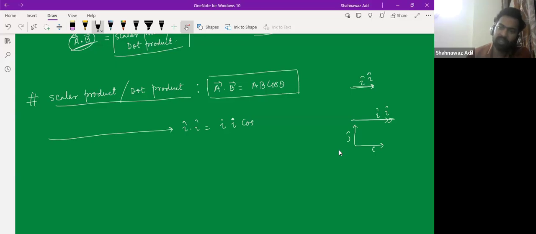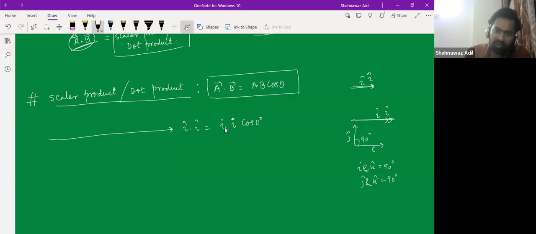What is the angle between I and J? That is 90. Then the angle between I and K is also 90, and between J and K is also 90. So all these are mutually perpendicular; I, J, K are perpendicular. I and I have an angle of 0 degrees between them.